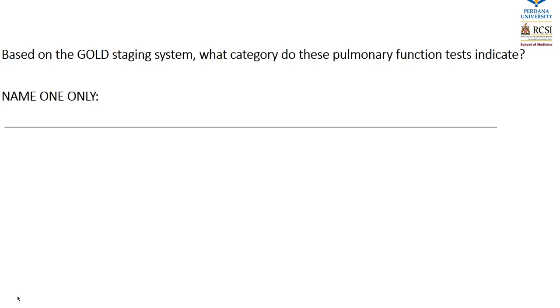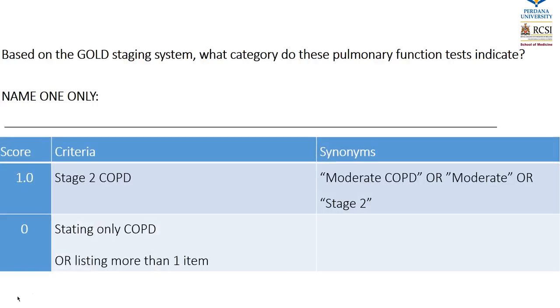Based on the GOLD staging system, what category do these pulmonary function tests indicate? Please name 1 only. This is stage 2 COPD according to the GOLD system, otherwise referred to as moderate COPD. If you only state COPD, this is deemed incorrect, and if you state some other answer, that's also incorrect.